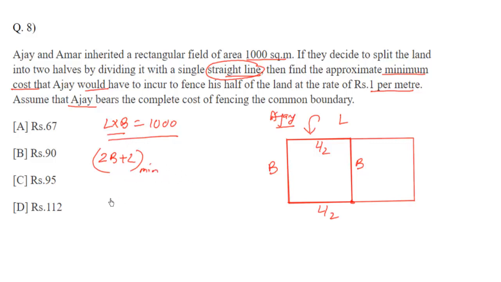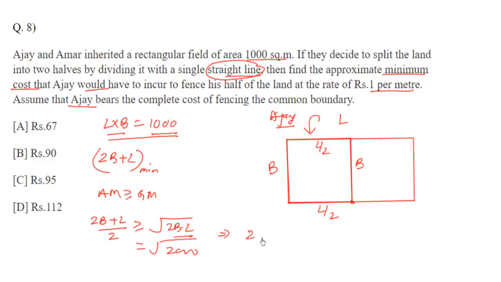So we can apply the AM-GM concept, that is, arithmetic mean is greater than or equal to geometric mean. Let us assume that this is the first term, this is the second term, divided by 2, has to be greater than or equal to their geometric mean. Now L into B is 1000, so we can multiply it here. So it will be equal to under root of 2000. Or we can say that 2B plus L is greater than or equal to 2 times under root of 2000, which on calculation will come close to 90. So the minimum perimeter will be 90 and the rate is 1 rupee per meter, so obviously the answer would be rupees 90. So option B becomes the right answer.